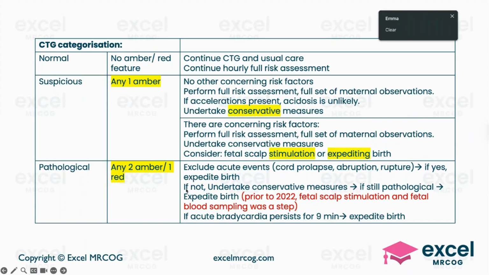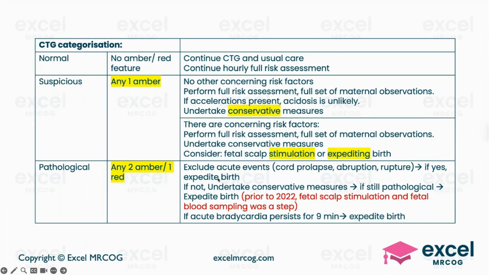Okay, good. Now coming to pathological CTG. Pathological means a red feature or two amber features. That means something might have gone wrong. You want to rule out an acute event, something like cord prolapse, abruption, rupture. If yes, definitely, you're going to take very quick actions here. Very quick actions for pathological.